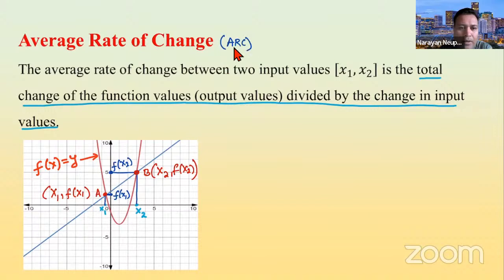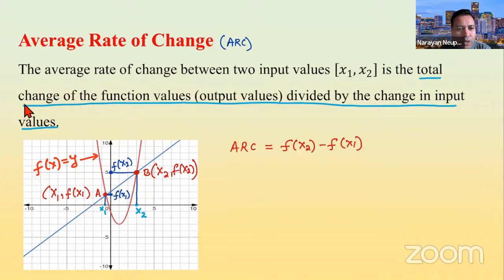Now, if we want to find the average rate of change, that's our goal here. If you look at the definition, average rate of change between these two values, x1 and x2, means equal to the total change in function value. The initial function value is here at f of x1. The function has increased to f of x2. So the change will be f of x2 minus f of x1.